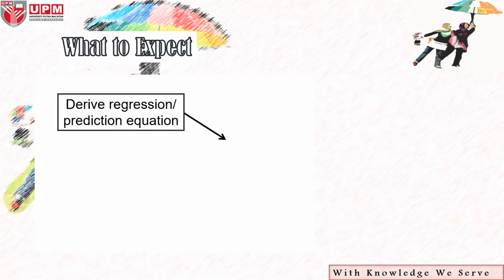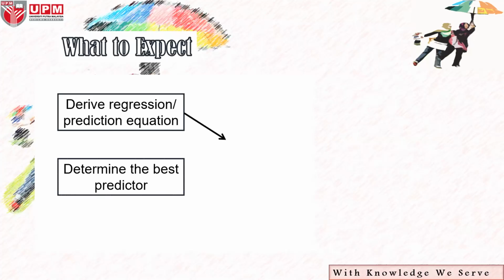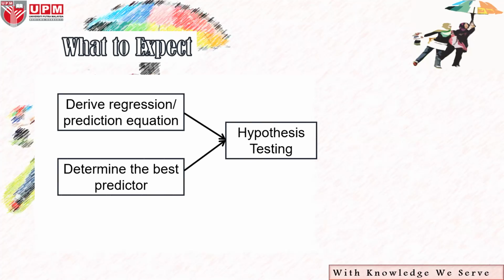Okay, so what to expect in multiple linear regression analysis? You are able to derive the regression or prediction equation, the same as what we learned during SLR. We need to derive our prediction equation. We also determine the best predictor, because MLR consists of the analysis of more than one IV, so it is possible for us to determine the best predictors, because we have variation. In simple linear regression we only have one IV, so it is both the best and the weakest.